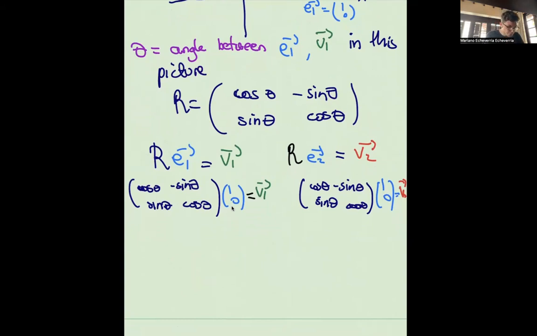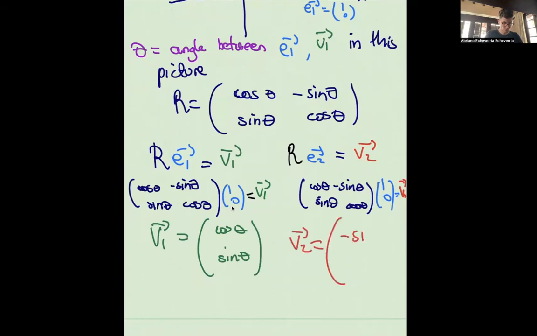So if you do this dot product, this multiplication, that's the cosine of theta. V1 is cosine of theta, sine of theta, and V2 is minus sine of theta, cosine of theta. Okay. So let me write that down, because we just found something very useful.